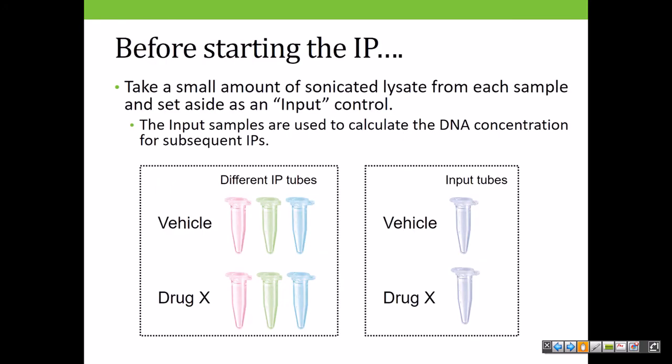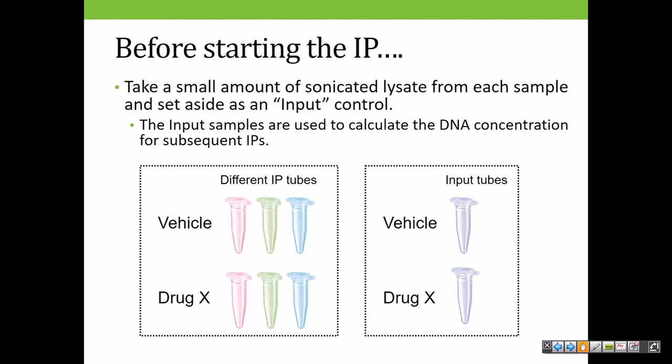All right, so before starting the IP, before we got our fragmented DNA, we're ready to go. Before you start the IP, take a small amount of the sonicated lysate, what I'll call the sonicate, from each sample and set it aside as an input control. We're going to use that later for analysis. So again, the amount that you do is typically about 1 to 2% of the volume that you use for the IP.